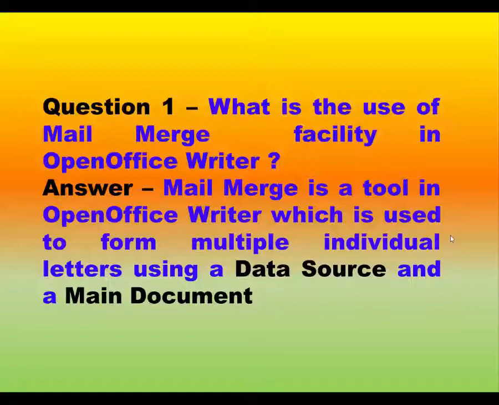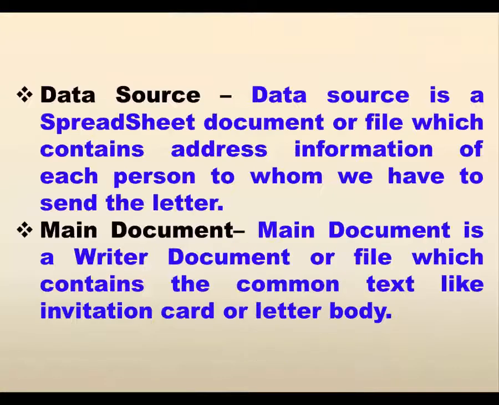Now in this definition, two important words have come. First one is data source and second one is main document. Data source means a document or a file in which we store information like name, address, phone number, email ID, etc. of the people to whom we are going to send the letter. So data source is a document or a file in which we store the information about the people to whom we have to send the letter.